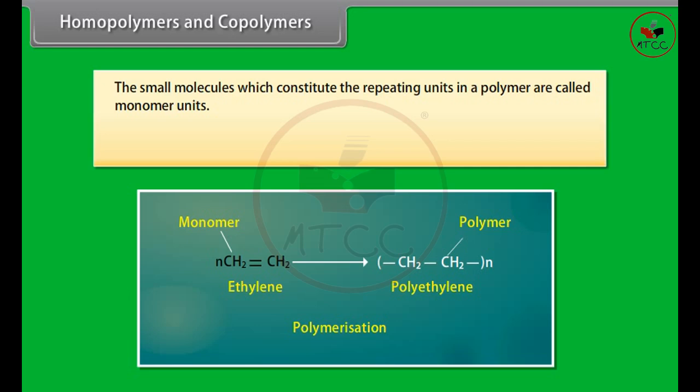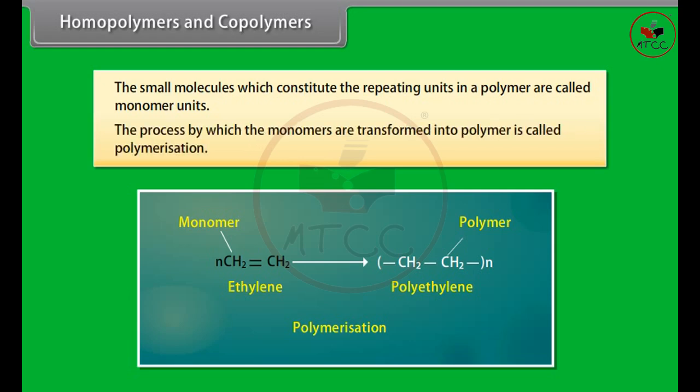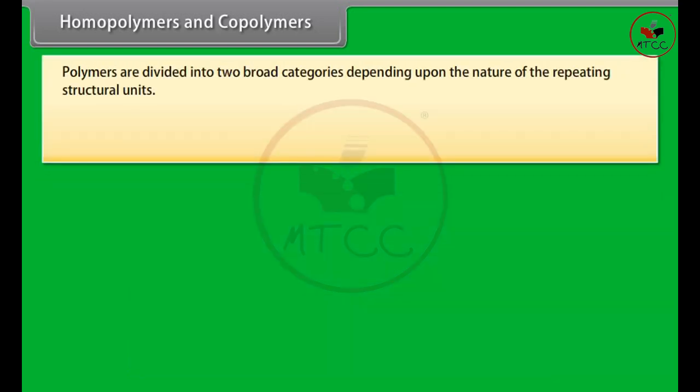Homopolymers and copolymers. The small molecules which constitute the repeating units in a polymer are called monomer units. The process by which the monomers are transformed into a polymer is called polymerization. For example, polyethylene is a polymer obtained by the polymerization of ethylene. The ethylene molecules are referred to as monomer units.